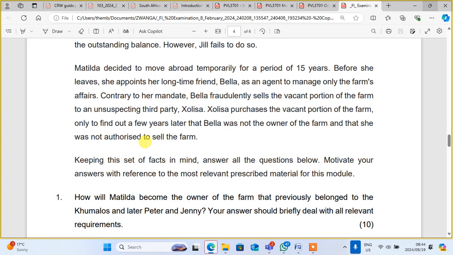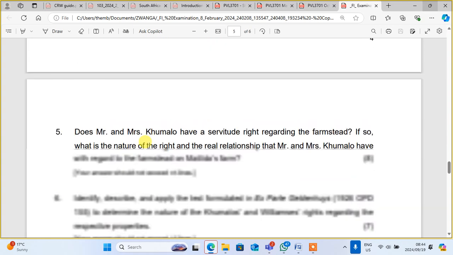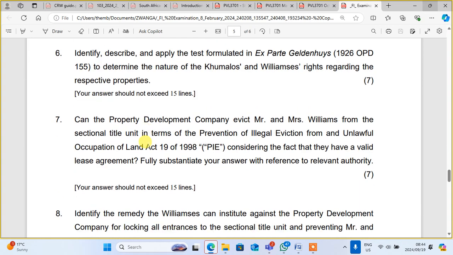Then the question, remember what the question is saying. When you get into the examination, please understand the question. Can the property development company evict Mr. and Mrs. Williams from the sectional title unit in terms of the Prevention of Illegal Eviction from and Unlawful Occupation of Land Act? Please consider the fact that they have a valid lease agreement. This valid lease agreement changes everything.